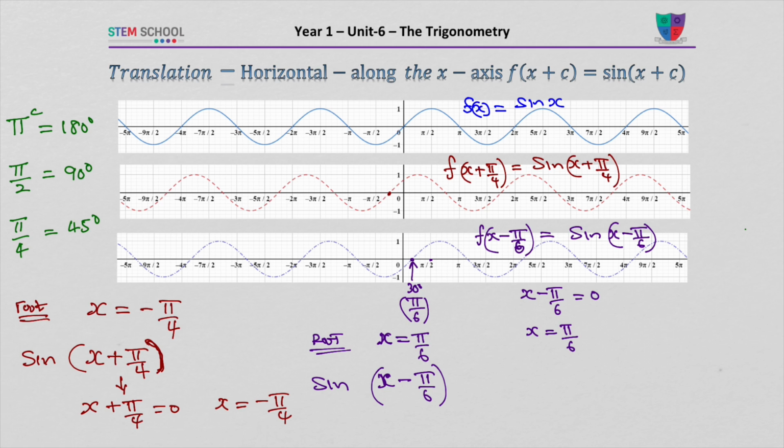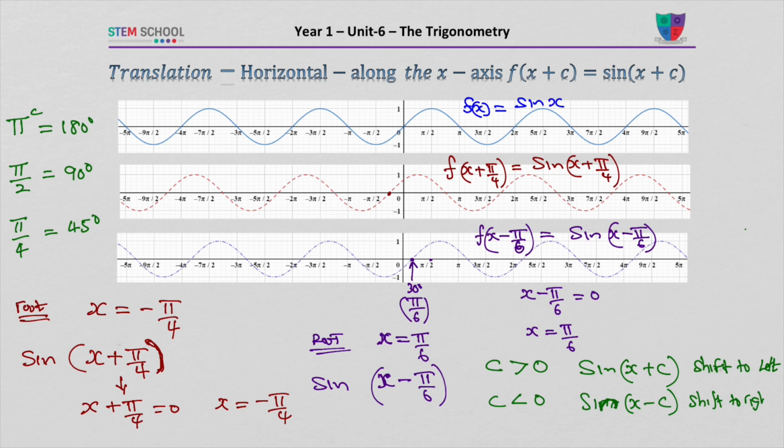So finally we can say, when c is greater than 0, that means positive, then sine of x plus c will shift to the left. And when c is less than 0, sine of x minus c will shift to the right. This transformation applies to both cos x and tan x functions.